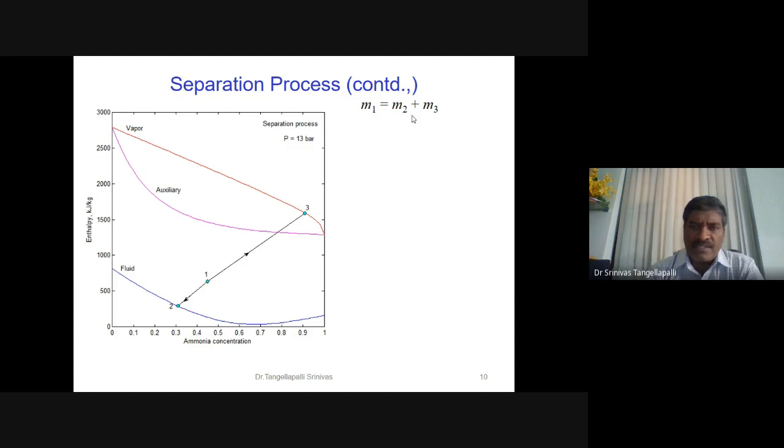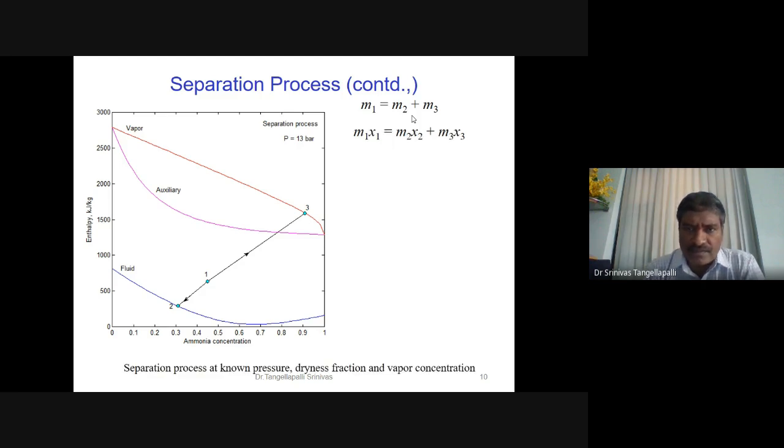This can be applied to mixing also. The total quantity of ammonia before mixing is equal to the total quantity of ammonia after mixing. Yes, this is the equation for ammonia balance. It is also like a mass balance. This combination of mass balance and ammonia balance will give the definition of dryness fraction. Of course, without formulating the mass balance and concentration balance, straight away we can also use the dryness fraction. In the last class, I defined the dryness fraction.